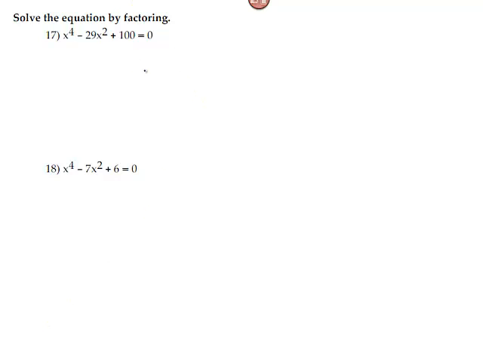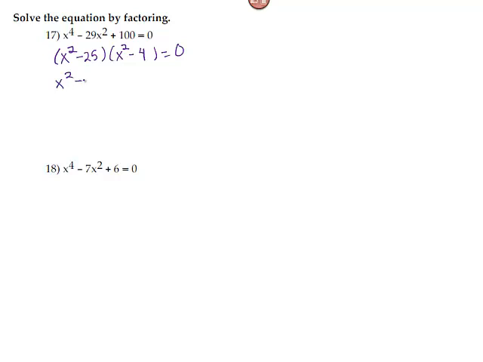Alright, solve the equation by factoring. So even though these have x to the fourth instead of x squareds, we can still split them up into a couple parentheses. But instead of putting x's here, because x times x gives us x squared, we actually have to put x squared, because x squared times x squared is x to the fourth. So we need to think about what multiplies to get 100 that adds to get negative 29. So I think negative 25 and negative 4 would work.